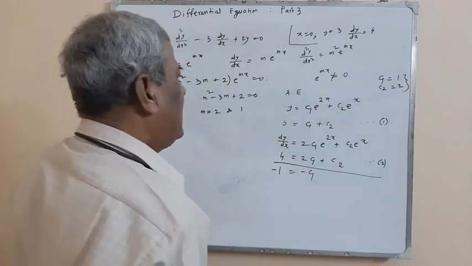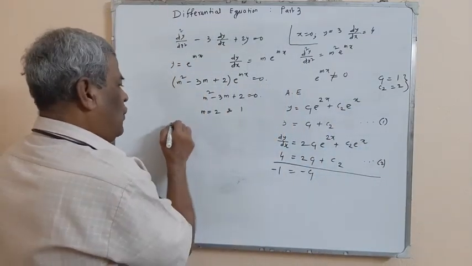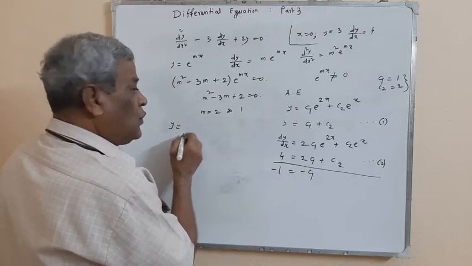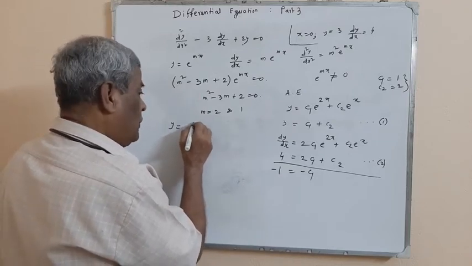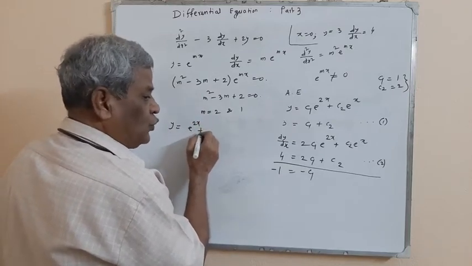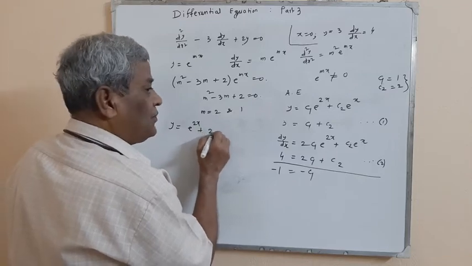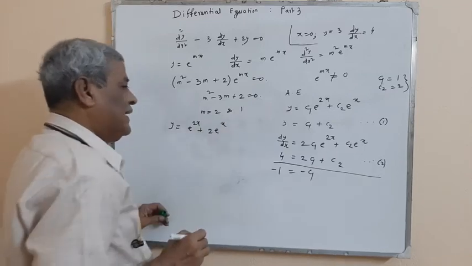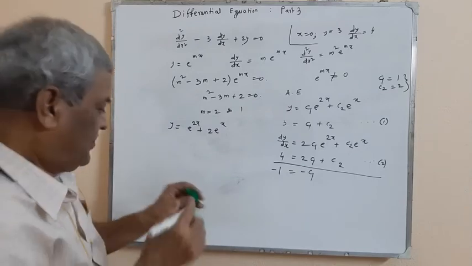And hence the required solution is y is equal to c1, means 1, into e to the power 2x plus c2, means 2, into e to the power x. And that is the final answer.